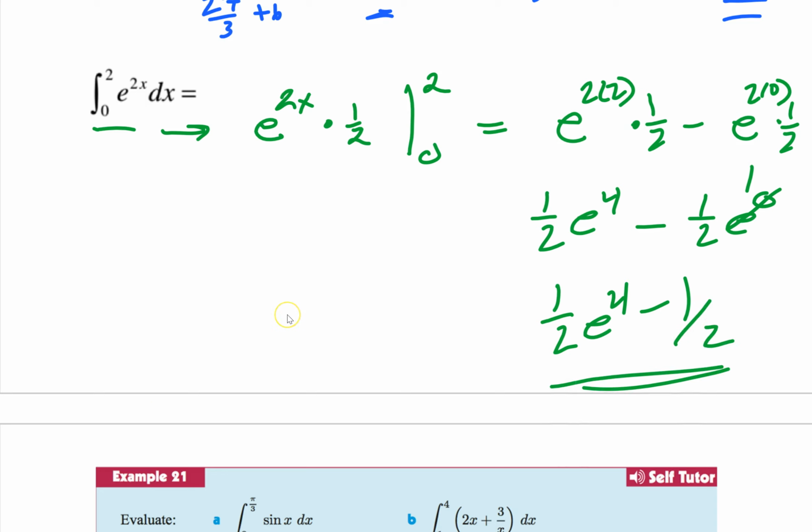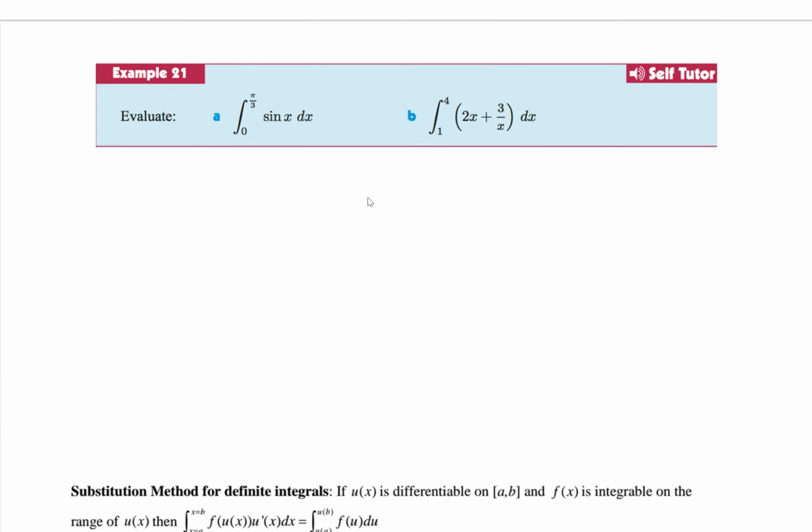Again, no plus c because we have limits. You don't do plus c with limits. By the way, if you want to make that a little prettier, you can. That's fine. But again, if I make it a little prettier, if you're like OCD, that's also good. Let's move on. Some more.